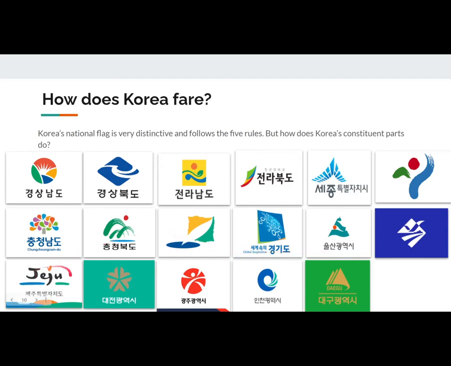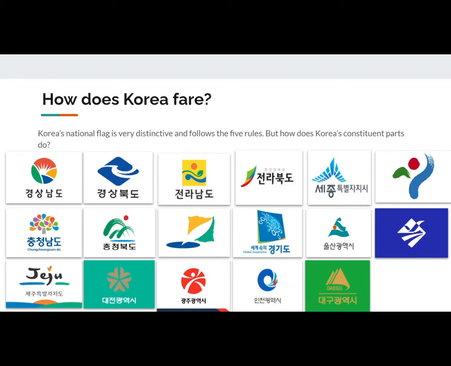Jeju, we discussed before. We got lettering. Daejeon got lettering, and it looks like a company logo. That's kind of weird. Gwangju, again, got lettering. It looks like a person waving their arms. Incheon got the spiral.